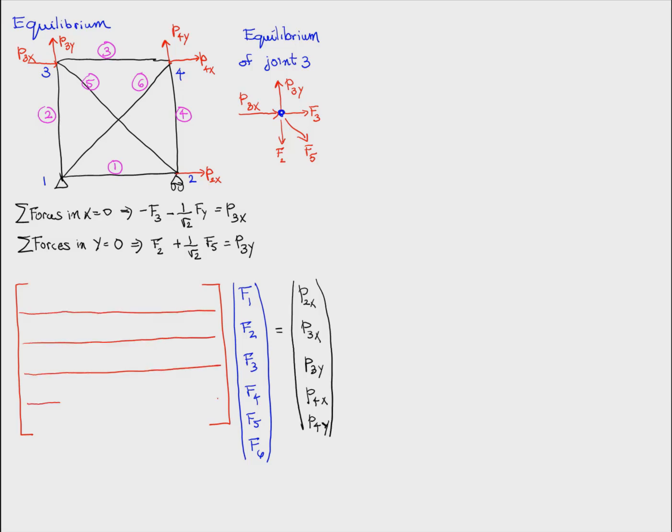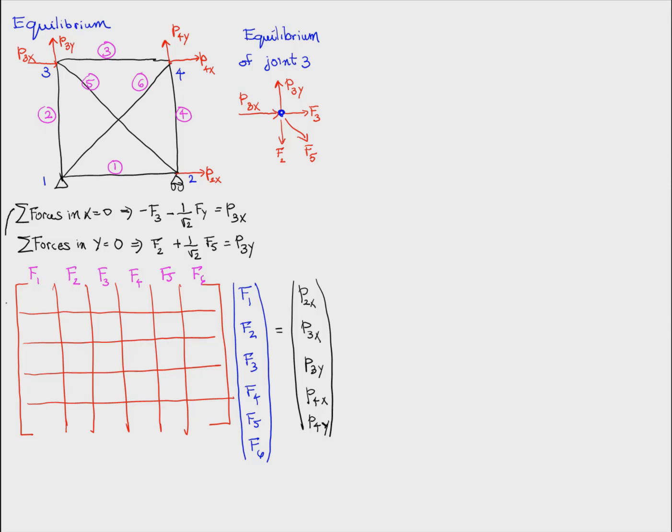So again, notice that we're going to label the columns of the matrix by the respective forces that that column is going to multiply, just for convenience. Okay, so let's write the sum of the forces in the x equation. That's what we get. Let's write the sum of the forces in the y equation for joint 3. That's what we get. Now, if we filled up all the equilibrium equations by doing all the joint equilibria, we get this matrix. Now, let's see if we can recognize this matrix.